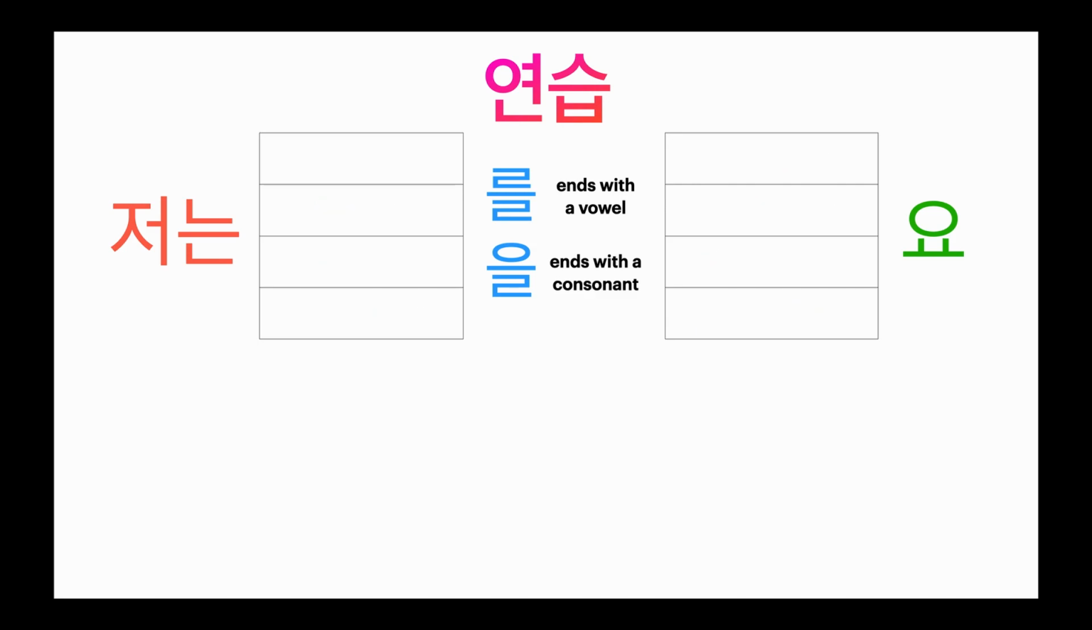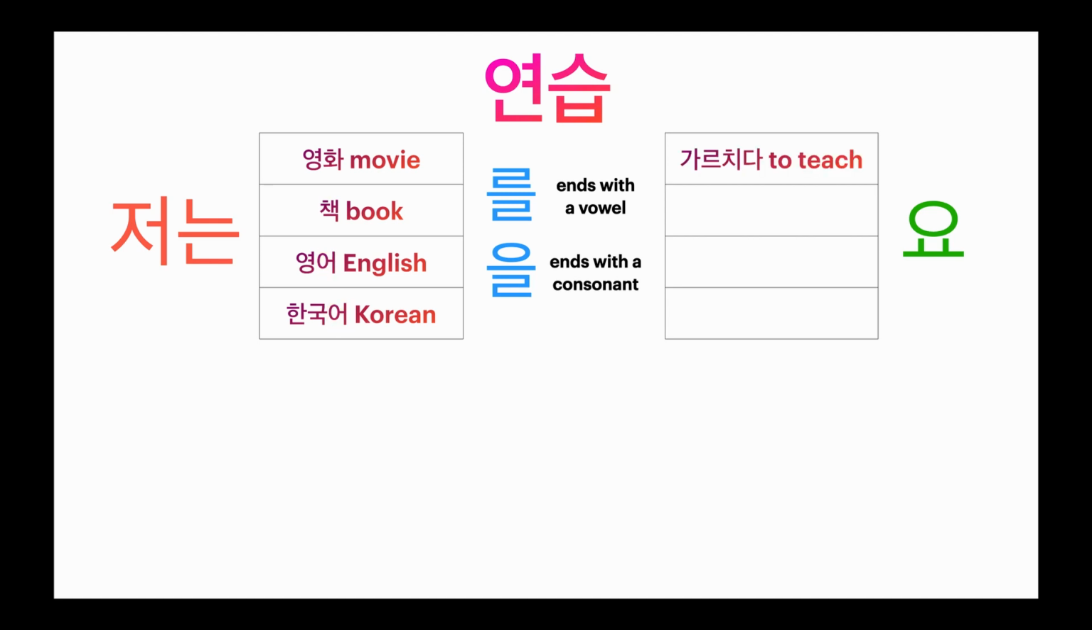Alright, now let's go ahead and get a few new nouns and verbs in here. 영화. 영화 is movie. 책. 책, you might remember, is book. 한국어 we just did, which is Korean, but 영어 might be new to you as English. And note that languages will usually end with 어. As for the verbs, let's go ahead and do 가르치다, which we just learned today is to teach. And from our previous lessons, 공부하다, to study, 보다, to watch, and 찾다, to look for or to find.